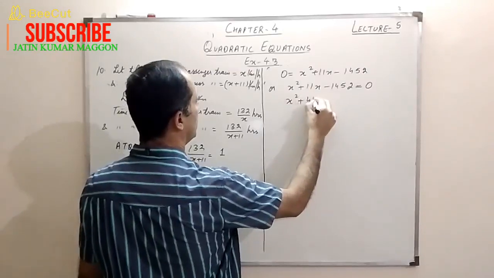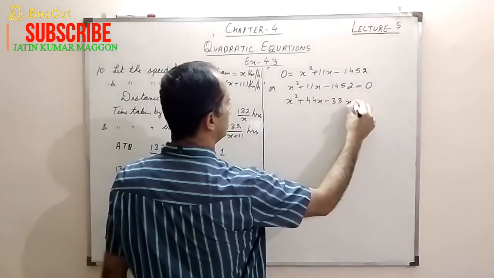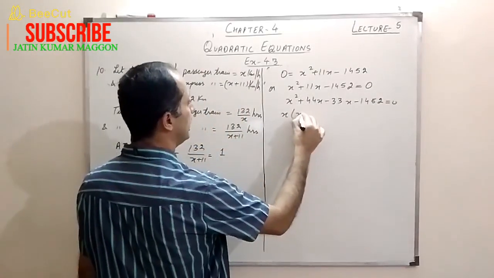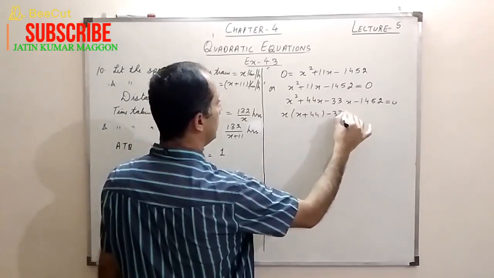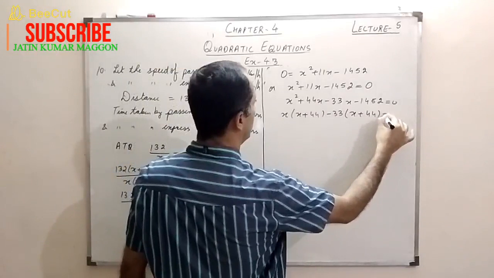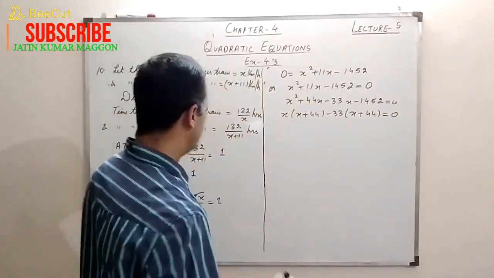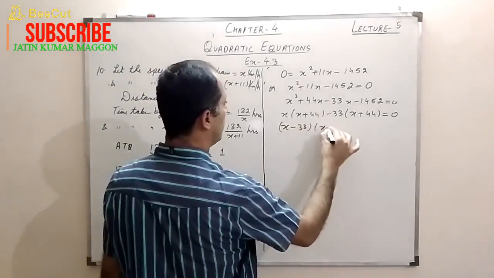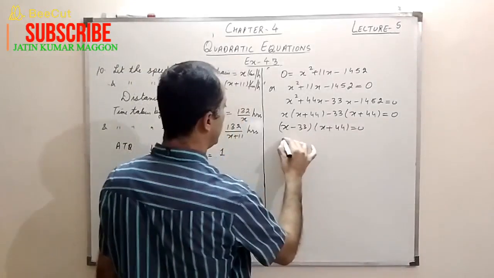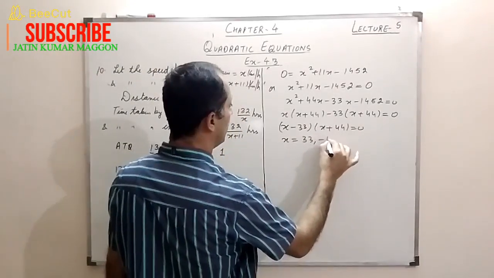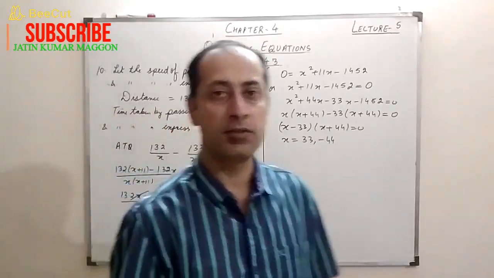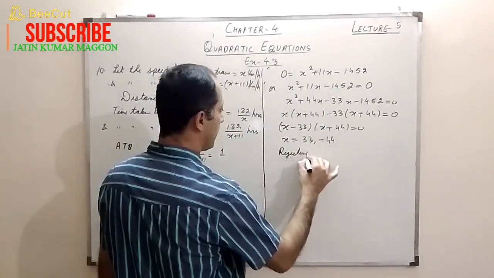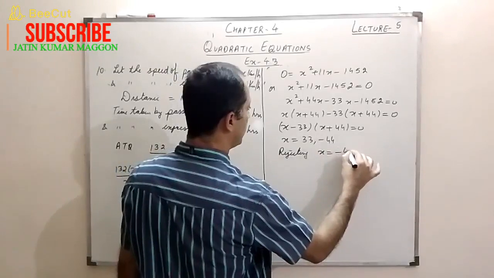So x square plus 44x minus 33x minus 1452 equals 0. So this is x into x plus 44 minus 33 into x plus 44 equals 0, right? So now x minus 33 into x plus 44 equals 0. Again I get two values, 33 comma minus 44. Since the speed cannot be negative, we will be rejecting the negative value. So I write rejecting x equals minus 44.